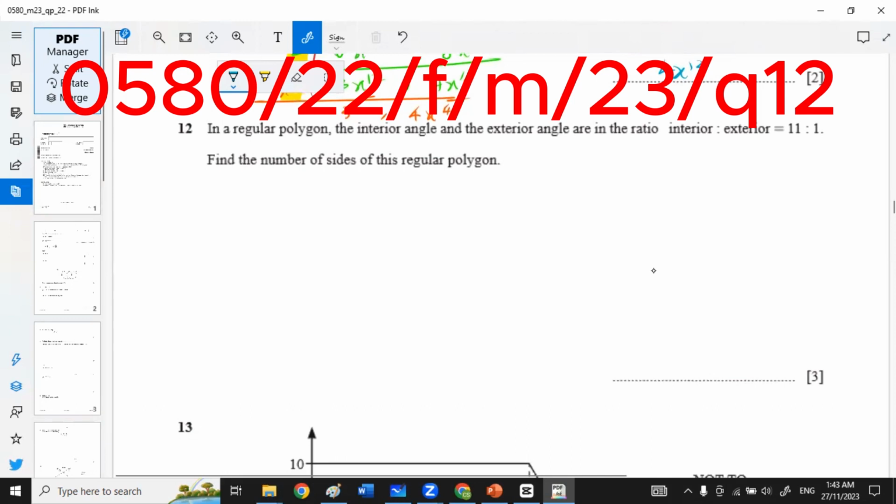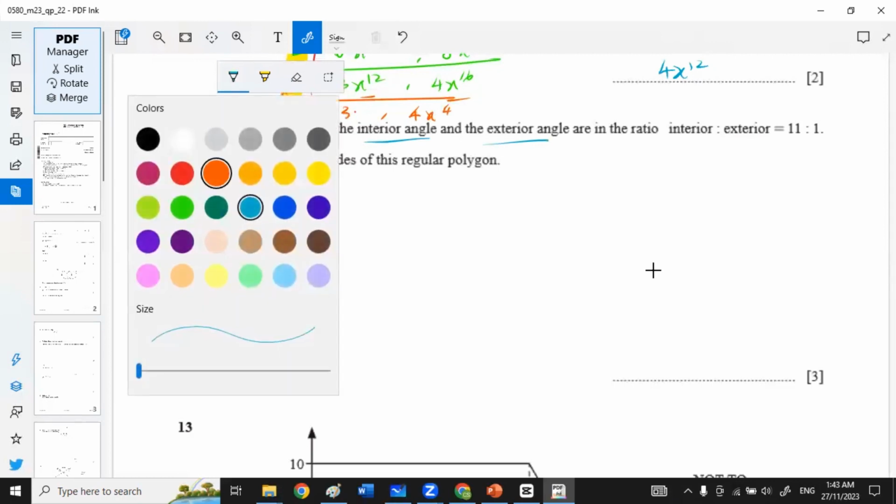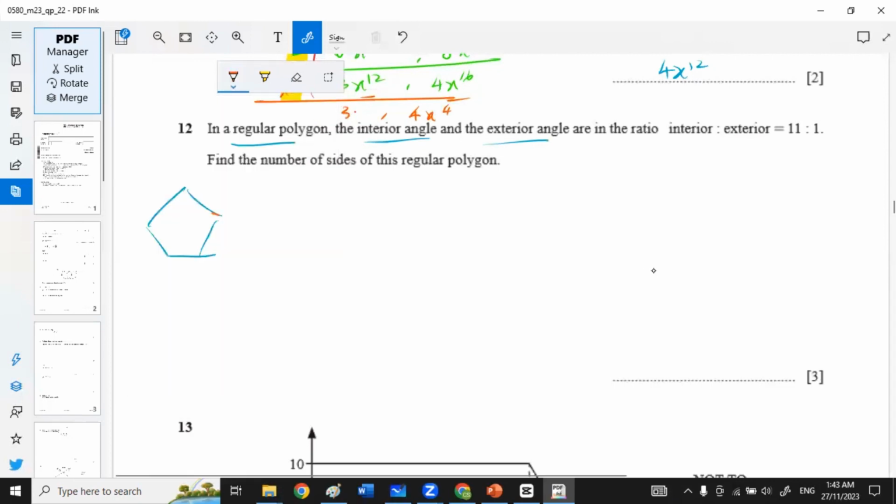Question number 12. In a regular polygon, the interior angle and exterior angle are in a ratio of 11:1. So before that, you need to know where is the interior and where is the exterior. If you extend this, this will be the exterior, this will be the interior. Inside is interior. So from here we know that I plus E should equal 180.